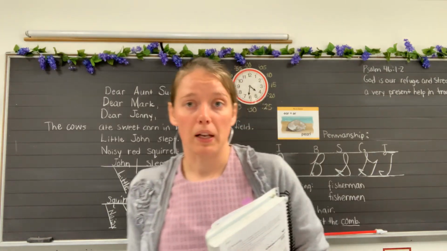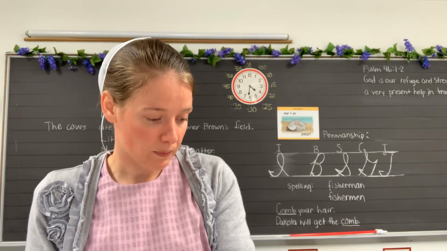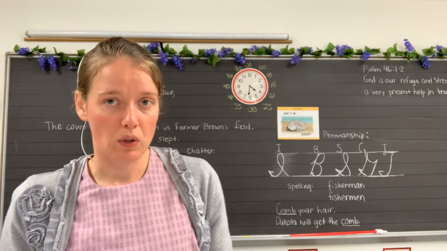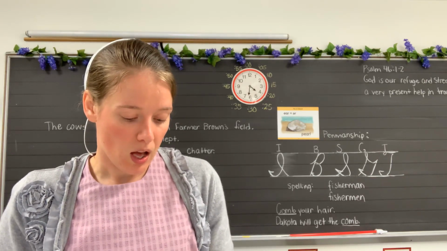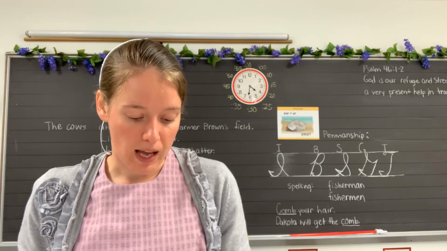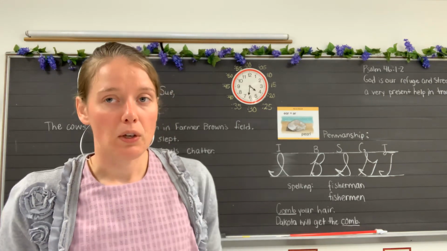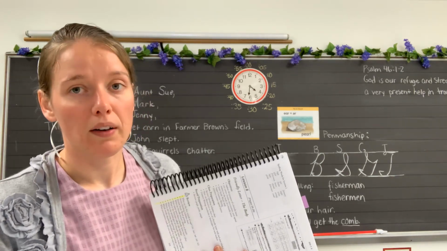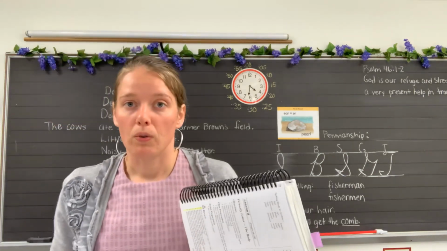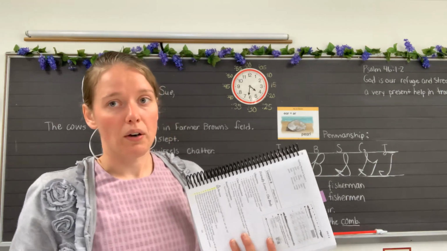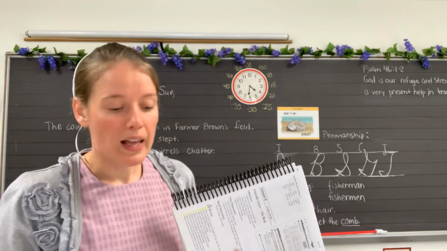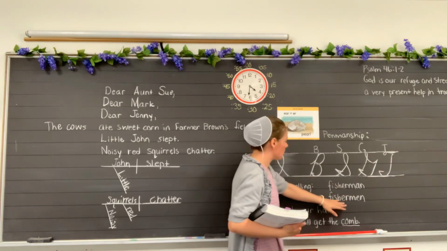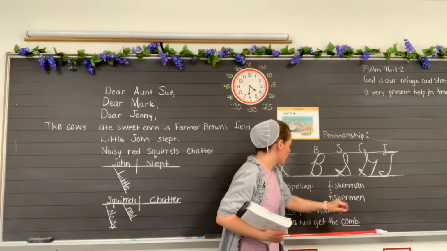Let's talk about spelling a little bit. In your spelling this week, you have two compound words, fisherman and fishermen. There's a difference. They look a lot alike, but there is just one letter spelled different. One is singular and the other is plural. Fisherman would be one man, that would be singular. Fishermen is plural, it's more than one.